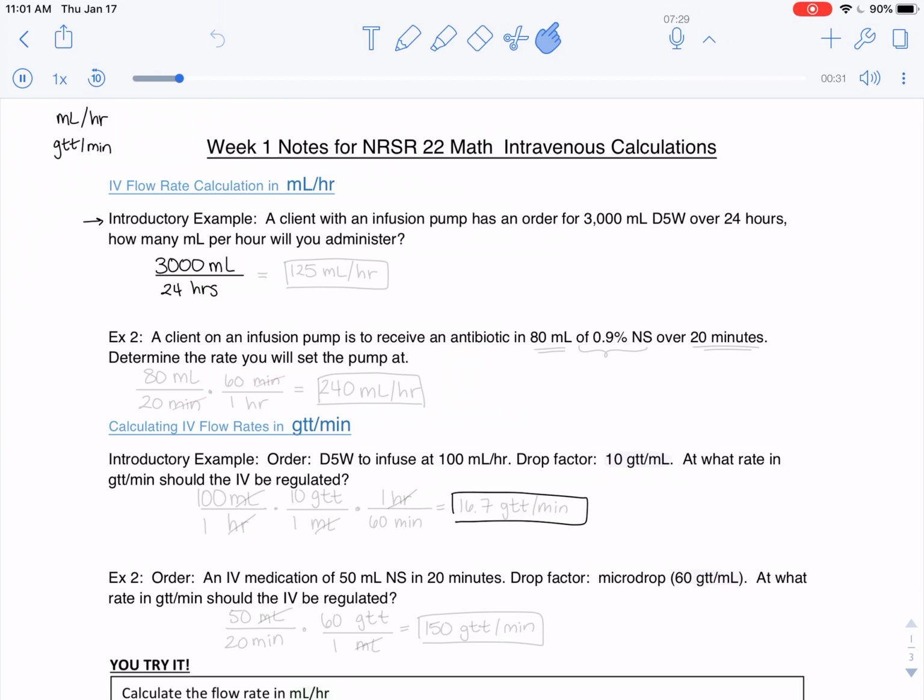And we just want to know how many milliliters per hour we'll administer, which just means we need to divide. So 3,000 divided by 24 is 125 milliliters per hour. That one's pretty easy and straightforward.